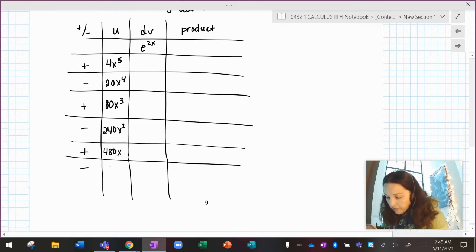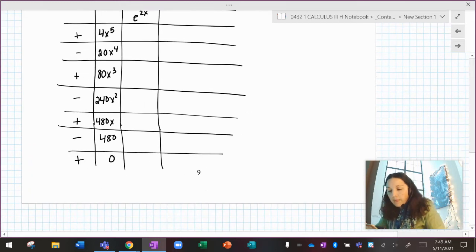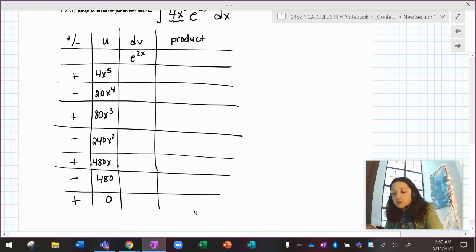480x, 480, 0. Okay, so I need to do that on the other side.